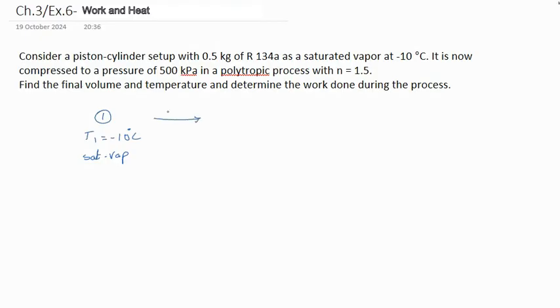This has gone under a polytropic process of n equal to 1.5 to state number 2, where we have pressure 500 kilopascal, and we need to find the temperature and the volume.